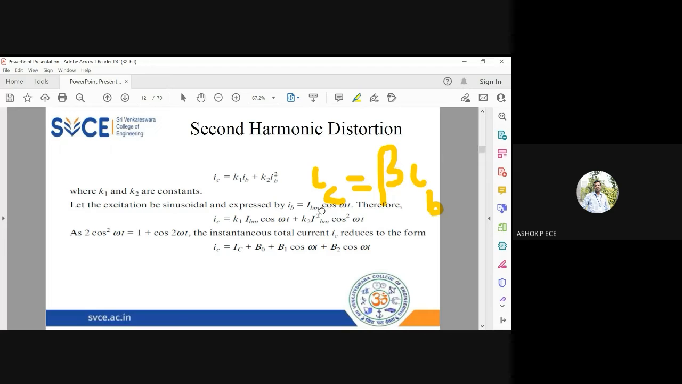And you know IB is equal to IBM cos omega t. So substituting IB here, IC is equal to K1 into IBM cos omega t plus K2 into IBM square cos square omega t. I am going to eliminate the cos square using the formula 2 cos square omega t is equal to 1 plus cos 2 omega t. Or I can write cos square omega t equal to (1 plus cos 2 omega t) divided by 2. So when I substitute that, I get IC is equal to capital IC plus B0 plus B1 cos omega t plus B2 cos 2 omega t.